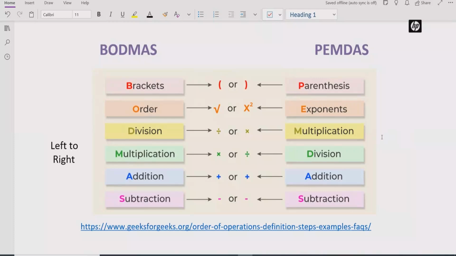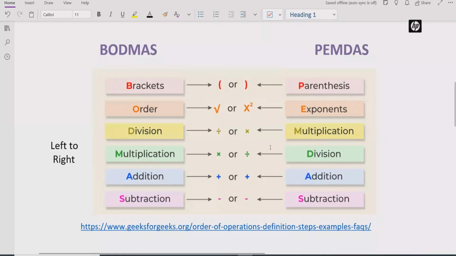After that, you go left to right in your expression and find division and multiplication. If division is coming first, you solve the division first. And if multiplication is coming first, you solve the multiplication first. Similarly, for addition and subtraction we have the same rule. We solve the addition first if addition is coming first, and subtraction first if subtraction is coming first.